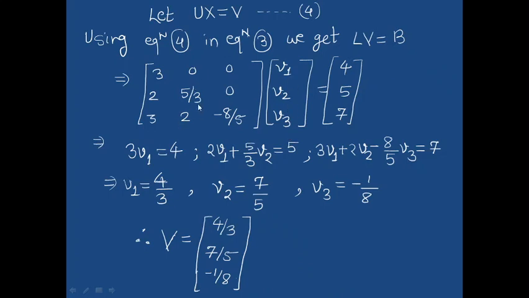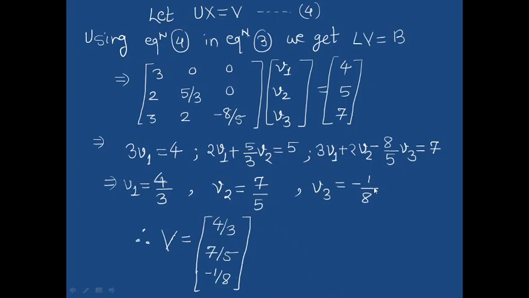Now equating corresponding elements, you can find that we are getting the unknown from the first equation, 3V1 equal to 4. So you will get V1 equal to 4 by 3. This is to be used in the next equation. The next equation, which we obtain by multiplying the second row with this column, is 2V1 plus 5 by 3 V2 equal to 5. So put the value of V1 over here, you will get V2. From the second equation I am getting this next unknown, and finally from the third equation we will get the last unknown.